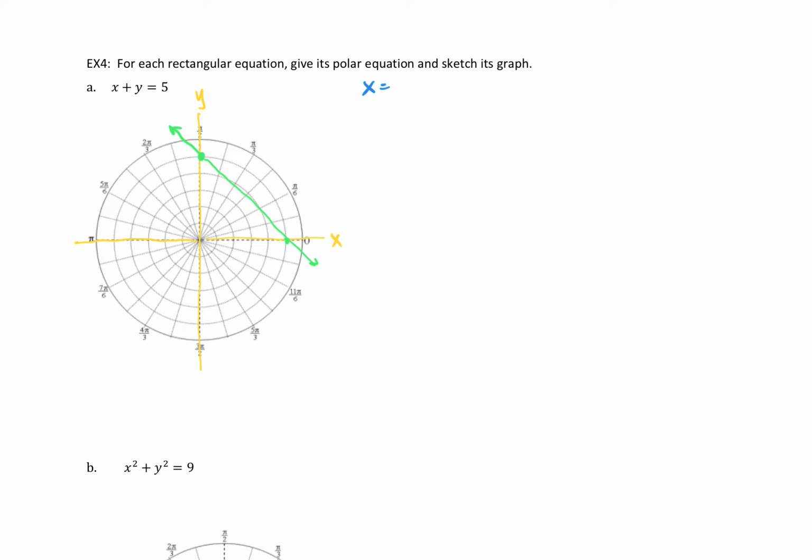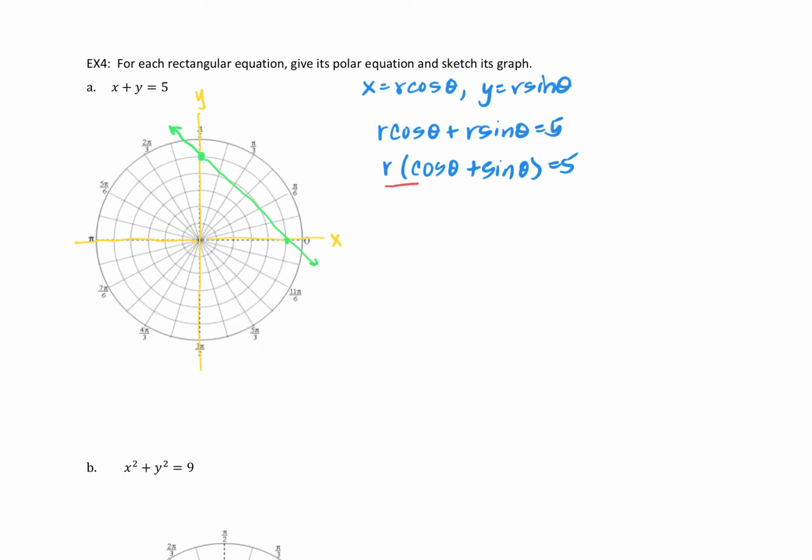Substituting, so remember x is equal to r cosine theta and y is equal to r sine theta. So in this equation, the x value would be r cosine of theta plus y is r sine of theta, and that's equal to 5. So my goal now, this is a polar equation, but my goal now is to get the r by itself equal to something. I notice on the left-hand side I can factor out the common r. So in parentheses, cosine of theta plus sine theta, and that's equal to 5.